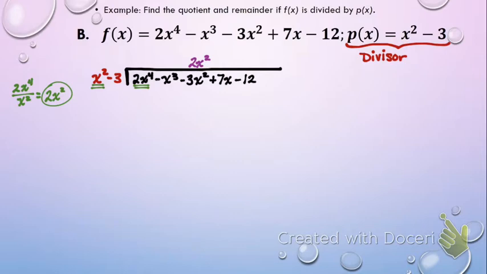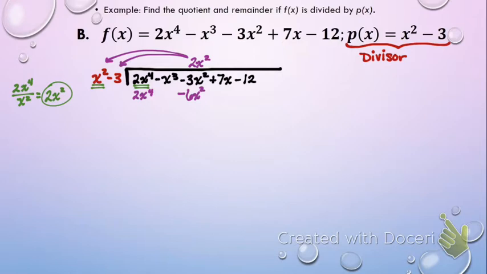So now I'm going to take that 2x squared. I'm going to distribute that to both pieces in the front here. 2x squared times x squared is 2x to the 4th. And that should always match that first piece because you want that to cancel out entirely. 2x squared times negative 3 is negative 6x squared. Should I put that right here? No, I need to put it underneath the like term, so it needs to go underneath the negative 3x squared.